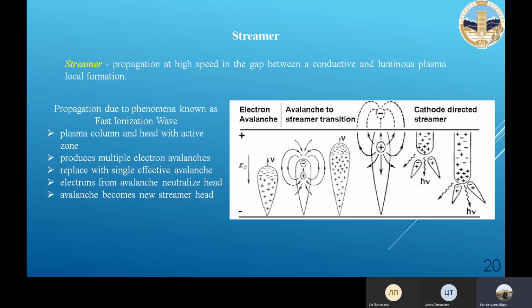So a streamer is a local conducting luminous plasma formation propagating at high speed in the gap. Propagation occurs due to phenomena known as the fast ionization wave, the plasma column, and the head with an active zone. Multiple electron avalanches are replaced with a single effective avalanche. Electrons from the avalanche neutralize the head, and the avalanche becomes the new streamer head.